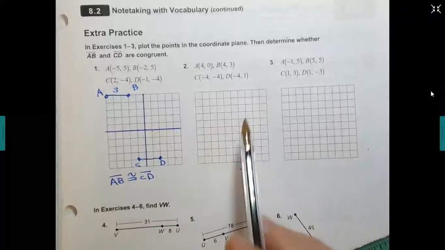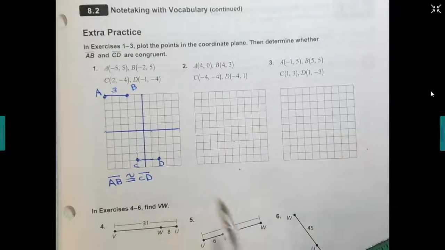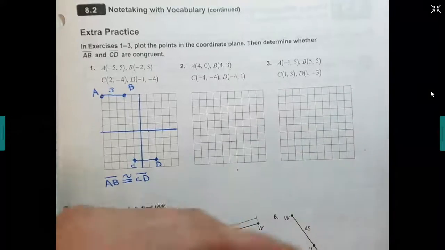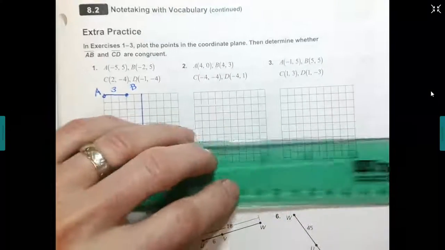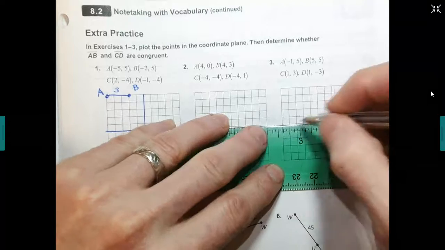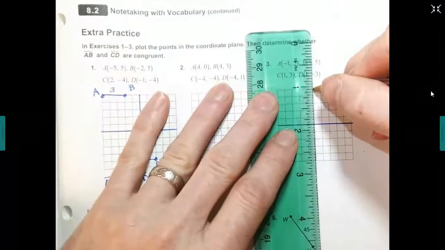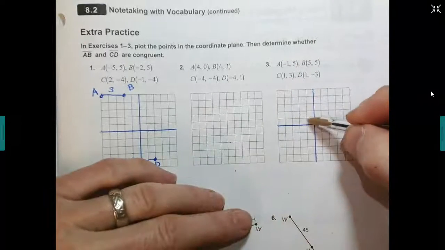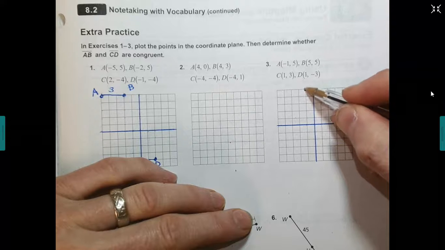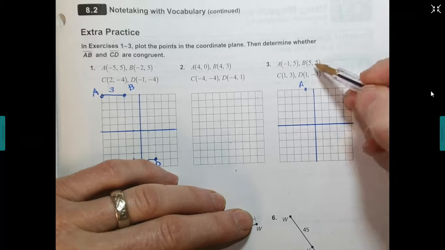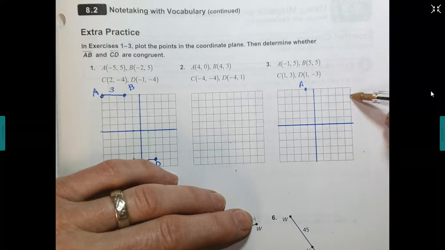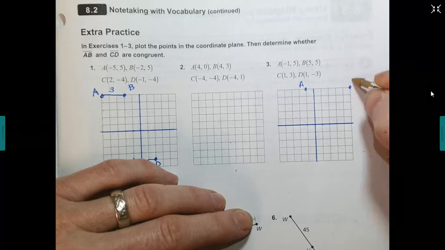Okay, go ahead and plot the points too. Determine if they're congruent or not congruent. And I'll show you number 3. Same thing, I'm going to create my X and Y axis. Okay, negative 1, 5, negative 1, 1, 2, 3, 4, 5. So that's A. 5, 5, 1, 2, 3, 4, 5. That's B.